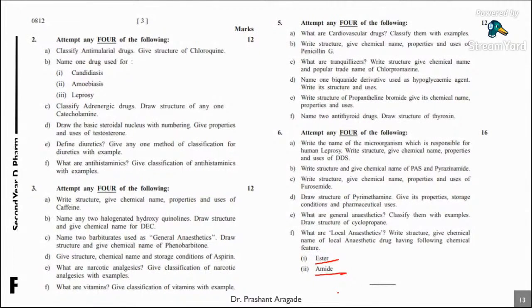Then if you read question number 2C, you will find out what that question is: classify adrenergic drugs, and draw the structure of any one catecholamine. So here again they have asked a different kind of question. They don't directly ask to draw the structure of adrenaline or noradrenaline. They have not given the name of the drug, but they have given the name of the class, the functionality present in their structures. So you must know what catecholamines are and which drugs come under catecholamines.